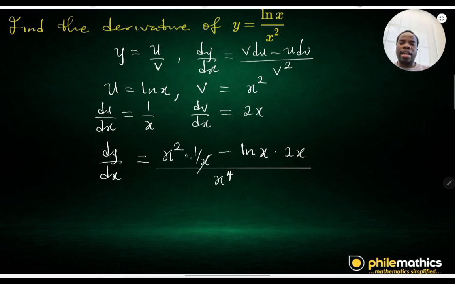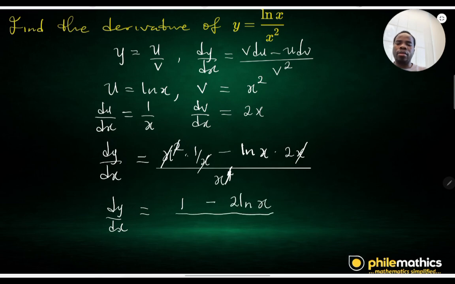Now, x here can cancel one of the x, and then the x here and this x here, one of this x here cancels one x here, we have x cubed. Therefore, our dy/dx will leave us with 1 minus 2 ln x over x cubed. These are final results.